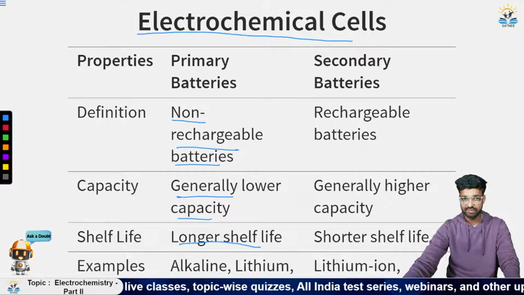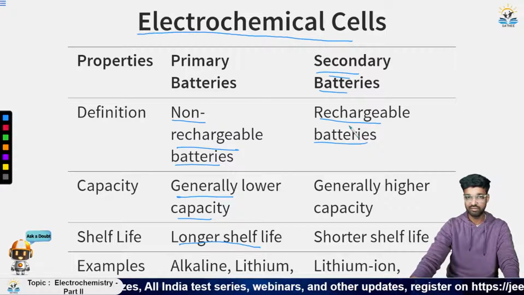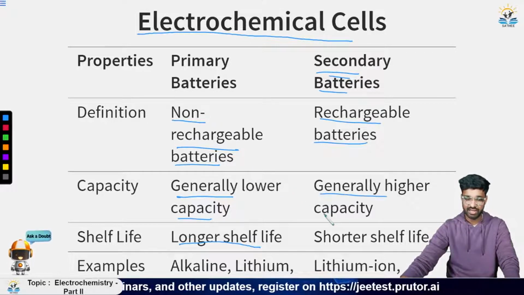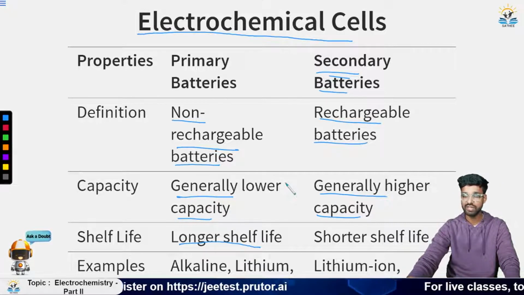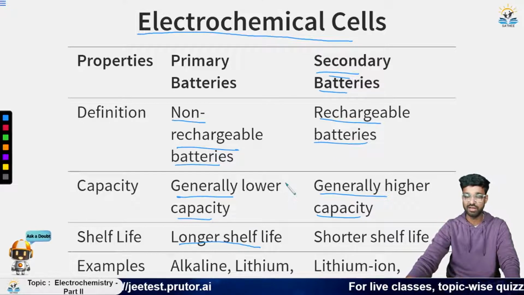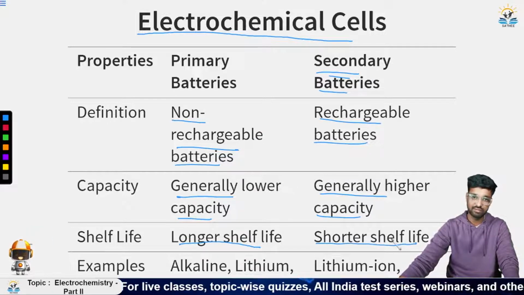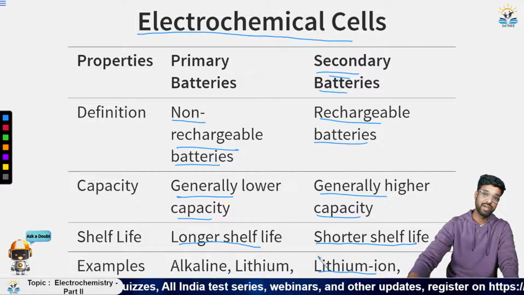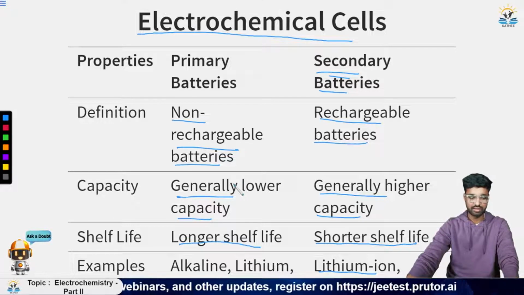Now on the second half, we have the secondary batteries, which are rechargeable. These are the batteries like we have in our inverters. They have a higher capacity, so you know very well that they can supply power to a greater area, or to a greater range of applied voltages, and they have a shorter shelf life. A common example is lithium ion batteries, which are of great interest to research scientists.